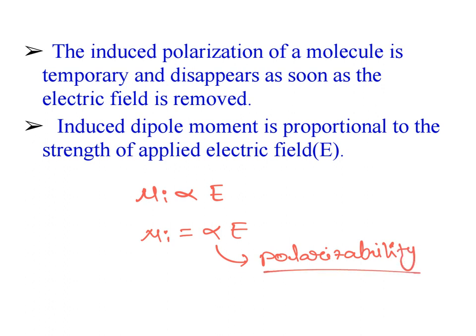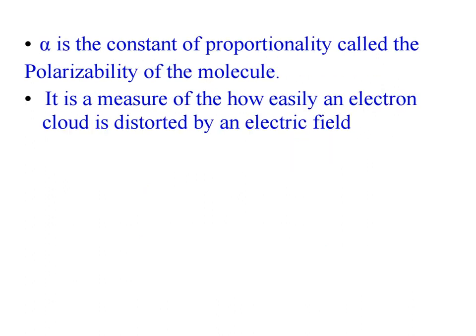Polarizability is nothing but how easily the molecule is distorted in the electric field, generally represented by alpha. Alpha is the constant of proportionality called the polarizability of the molecule. It is a measure of how easily an electron cloud is distorted by an electric field.